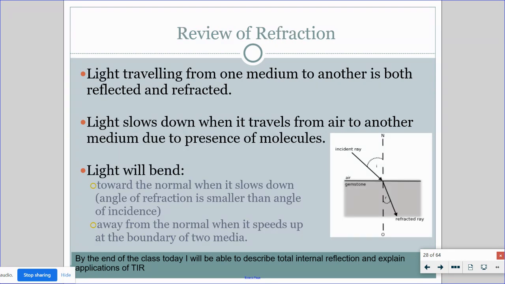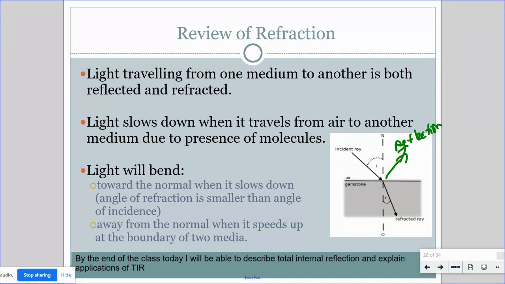All right, so what did we learn today? So far, we learned that light goes from one medium to the other, and we have a little bit of reflection and refraction. So reflection would be over here. This would be reflection if it was coming this way, and this here, when it goes through a medium, is refraction.